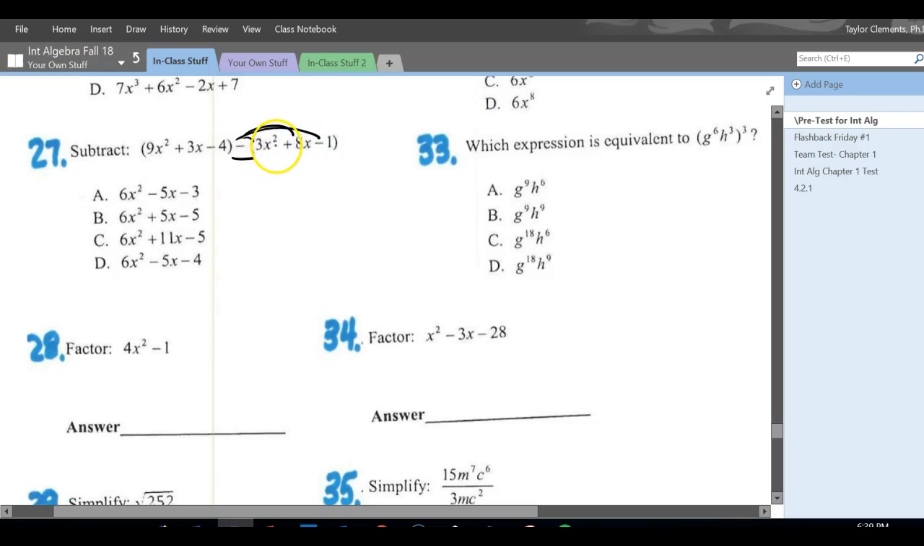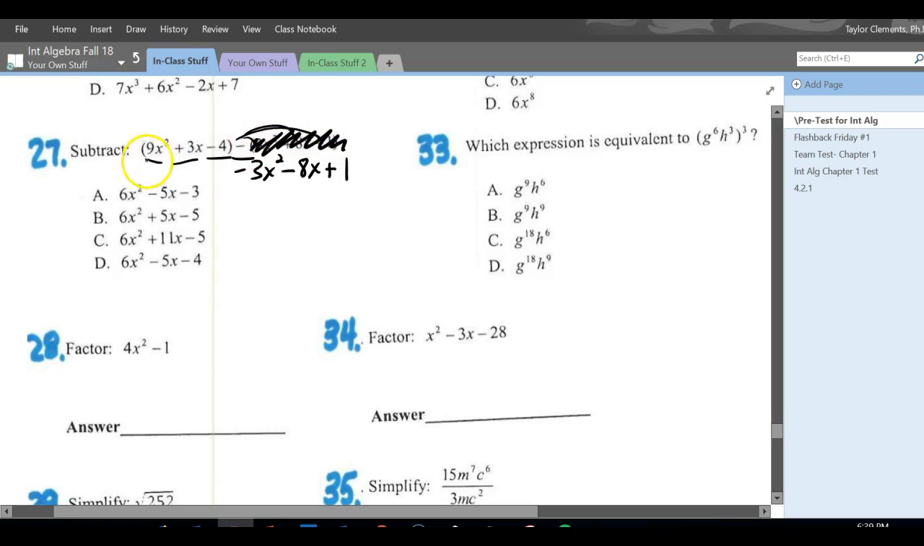and then combining. So really what you've got here is 9x squared plus 3x minus 4 minus 3x squared minus 8x minus 1, except negative times negative is positive, so it'd be plus 1. So again, we basically flipped all the signs that were in here. This became a negative, this became a negative, this became a positive. But it's up to you how you want to view it. So I'm going to scratch that out now.